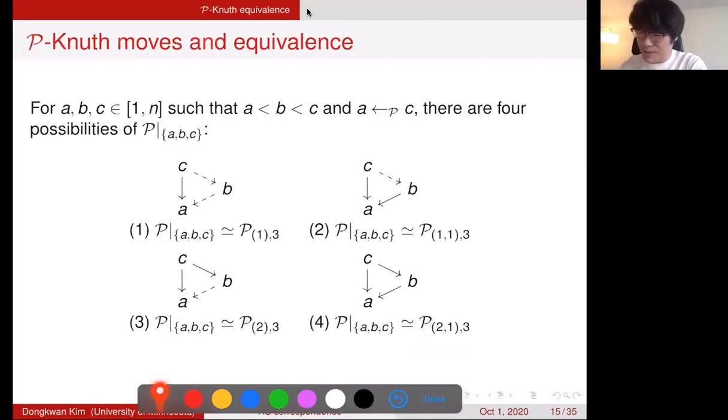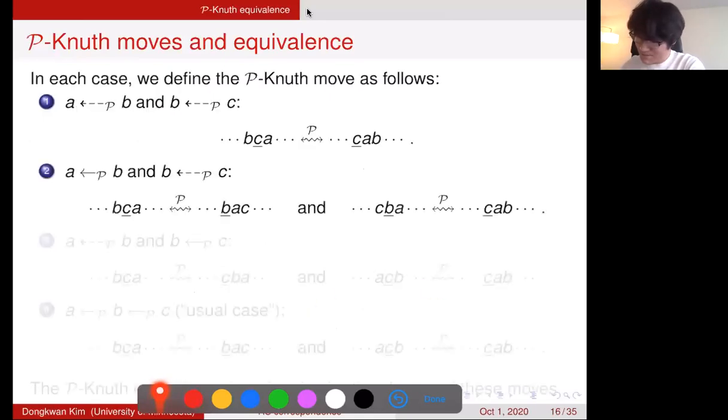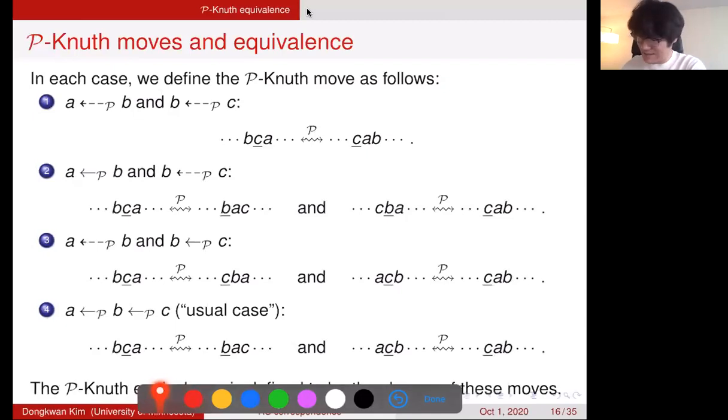Now I will define the P version of Knuth moves and equivalence classes. So we have these 4 possibilities where we have the P-Knuth equivalence classes. There's one thing we miss in this diagram, where A, B, and C are not comparable pairwise. In that case, there's no P-Knuth equivalence class, so we don't need to worry about it. Whenever we have some comparison between some numbers, these are the only possibilities. And in that case, we will define this P-Knuth equivalence class like this.